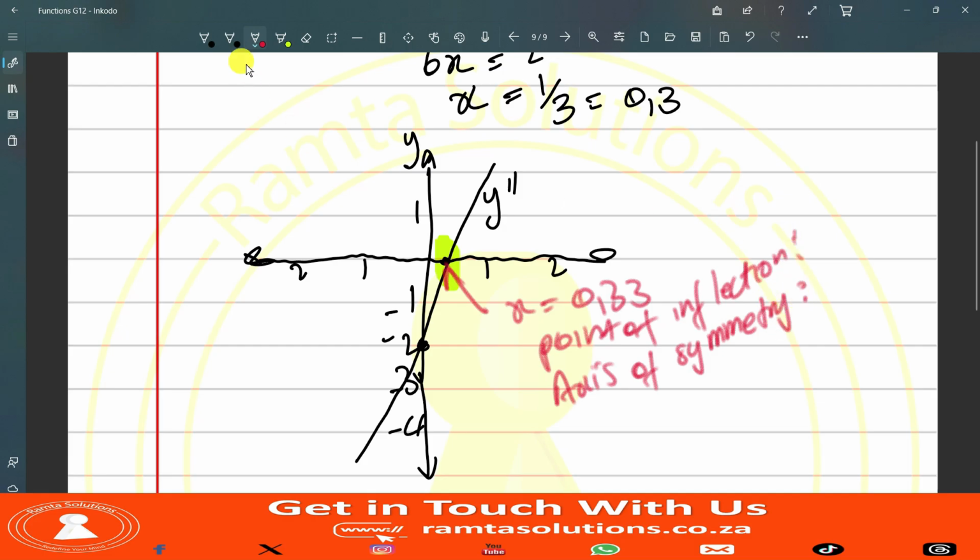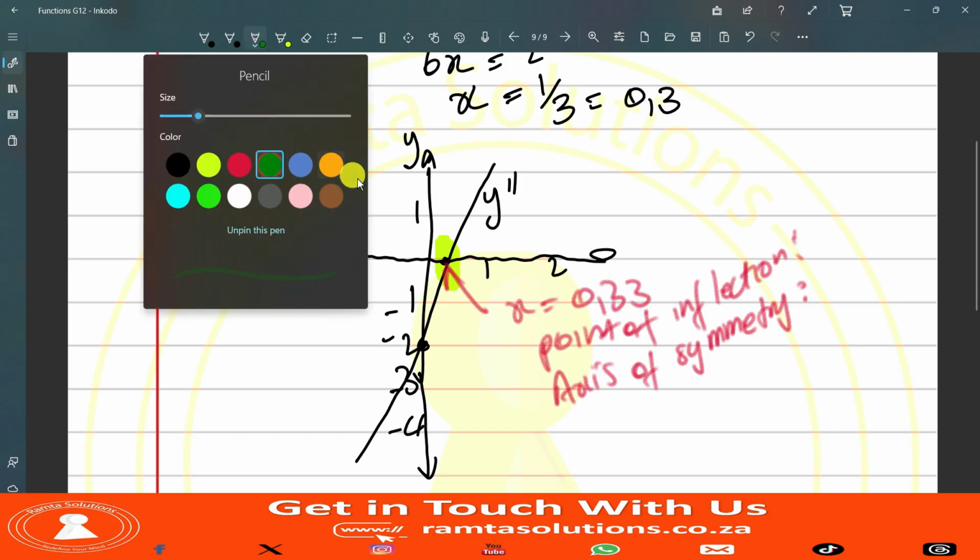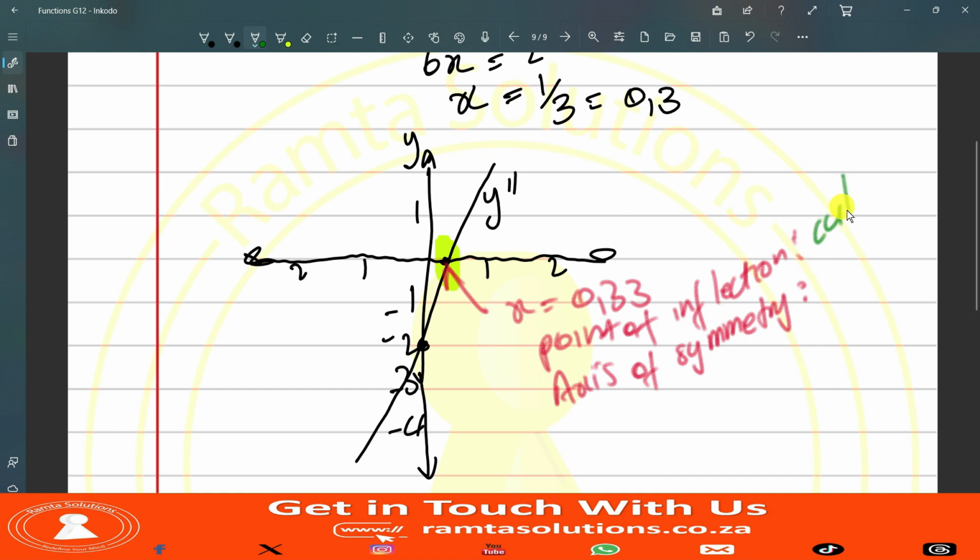Okay? So let me just change the color. Axis of symmetry of a cubic. Sorry, point of inflection of a cubic, and axis of symmetry of a quadratic. Right? So x-intercept of a linear is a point of inflection of a cubic, is an axis of symmetry of a quadratic. Remember, axis of symmetry of a quadratic is the x value of the turning point. Okay, so this is the information we're getting.